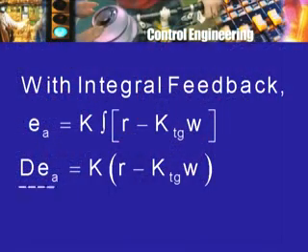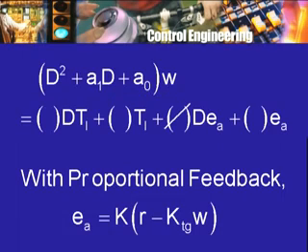The output is the integral of the input, so the input is the derivative of the output, and of course that is simply obtained from this equation by differentiating. So, differentiating, what do I get? I get DEA equal to k times R minus k tacho generator omega. Now, this is the relationship I have because of the feedback, and of course I have the second order differential equation that relates omega to load torque and EA.